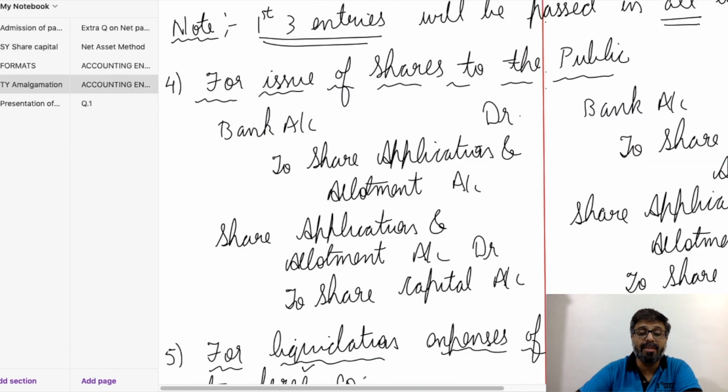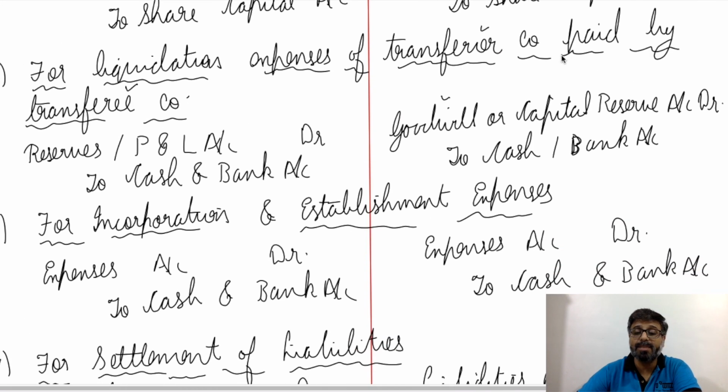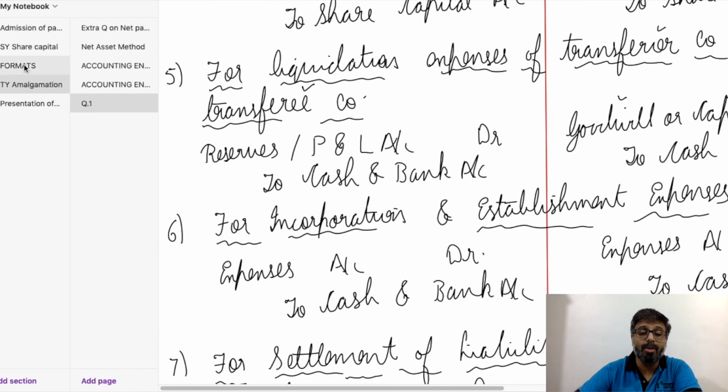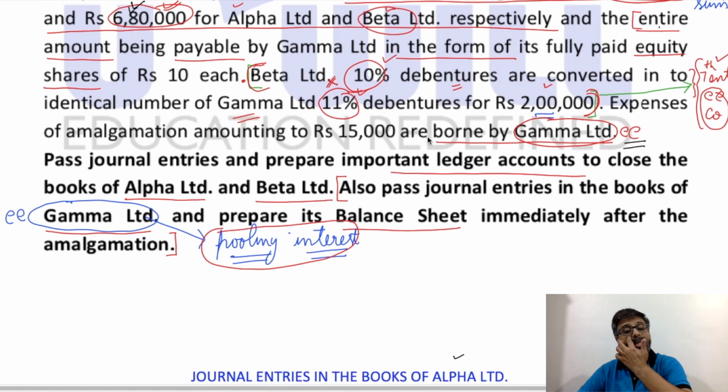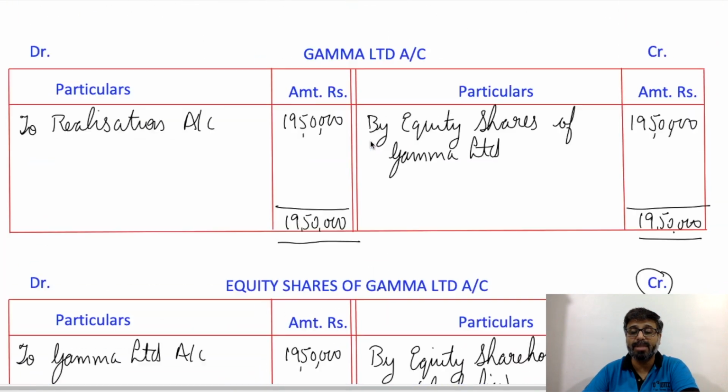Then what is the fifth entry? Liquidation expenses of transferor company paid by transferee company. Reserves or P&L to cash and bank. We do have that as per the last sentence in the paragraph. Expenses of amalgamation amounting to 15,000 are borne by Gamma Limited. So these are actually the liquidation expenses.